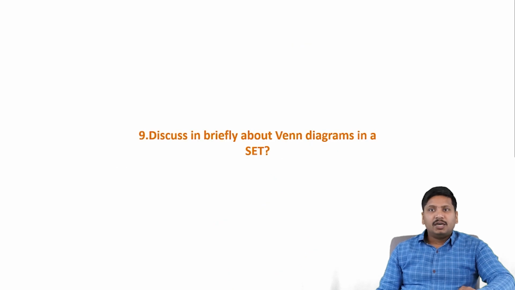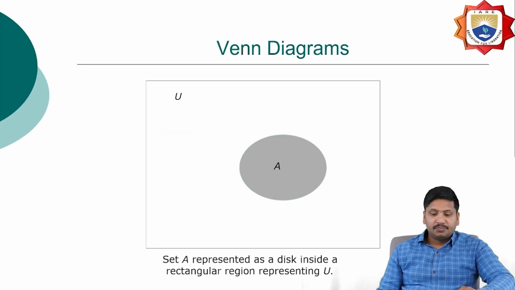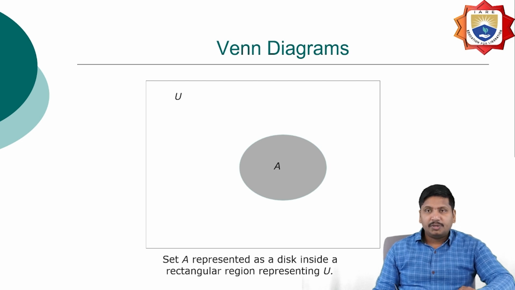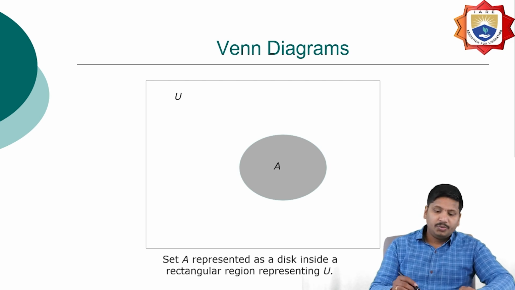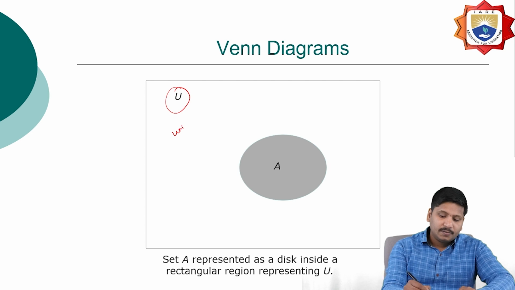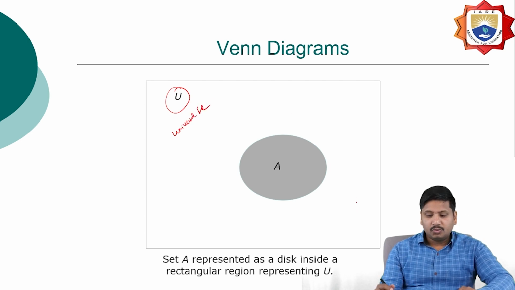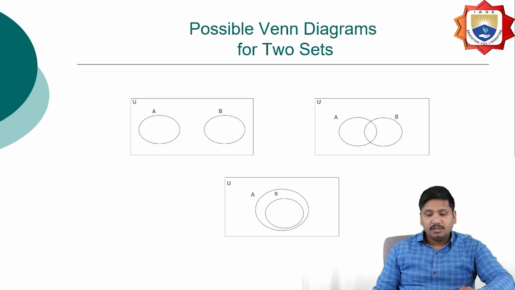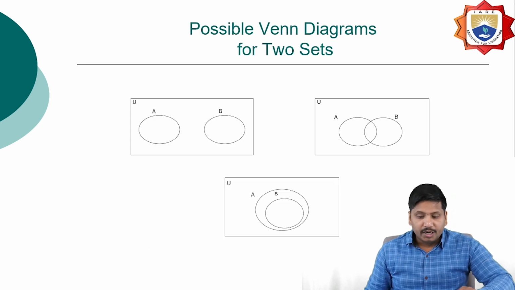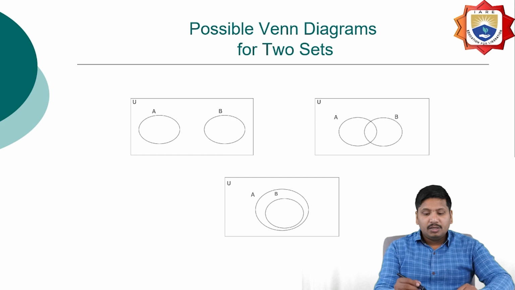So what are the various types of Venn diagrams for sets? This is the presentation of a Venn diagram, where U is the universal set and A is the set of elements presented inside it. And some other possible Venn diagrams for two sets are these.